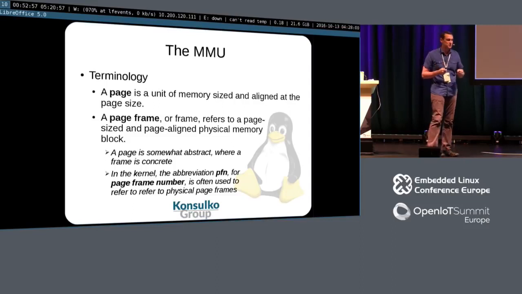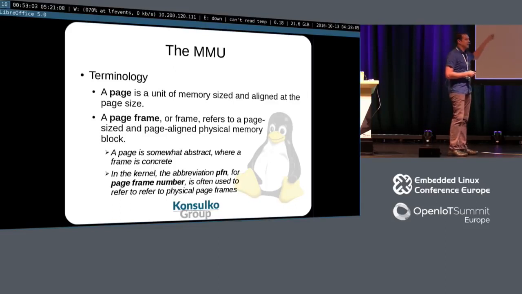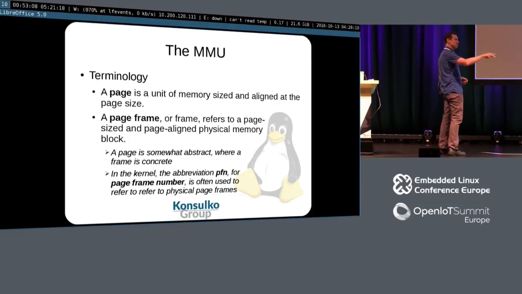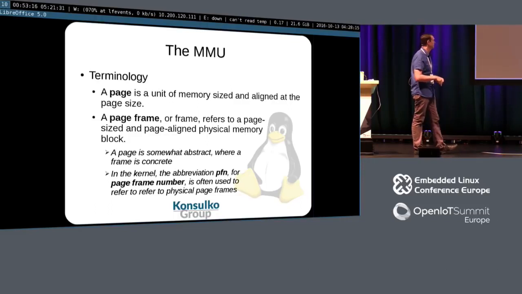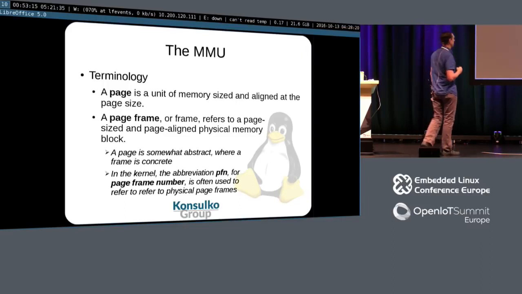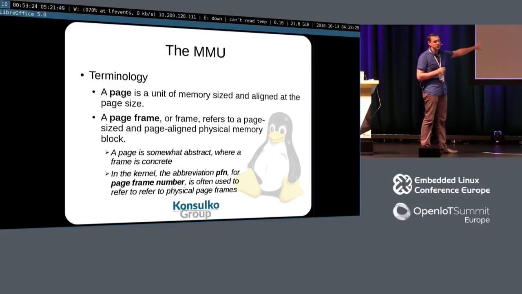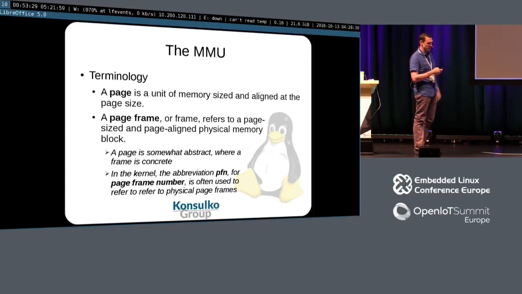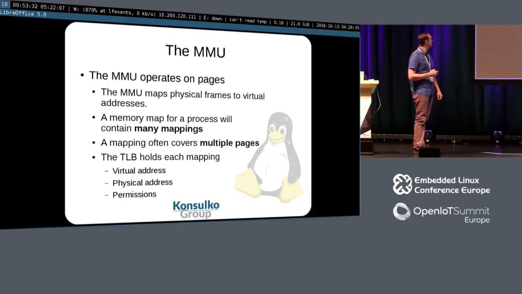And then we have this concrete concept, which is the page frame. That's a page-size, page-aligned unit of physical memory. So anytime we say page frame, that means in the physical memory map. And when we talk about a page, that's the unit for virtual addressing purposes that the MMU is dealing with. You'll see the abbreviation PFN throughout the memory management code. That's your page frame number, referring to that physical page frame unit.